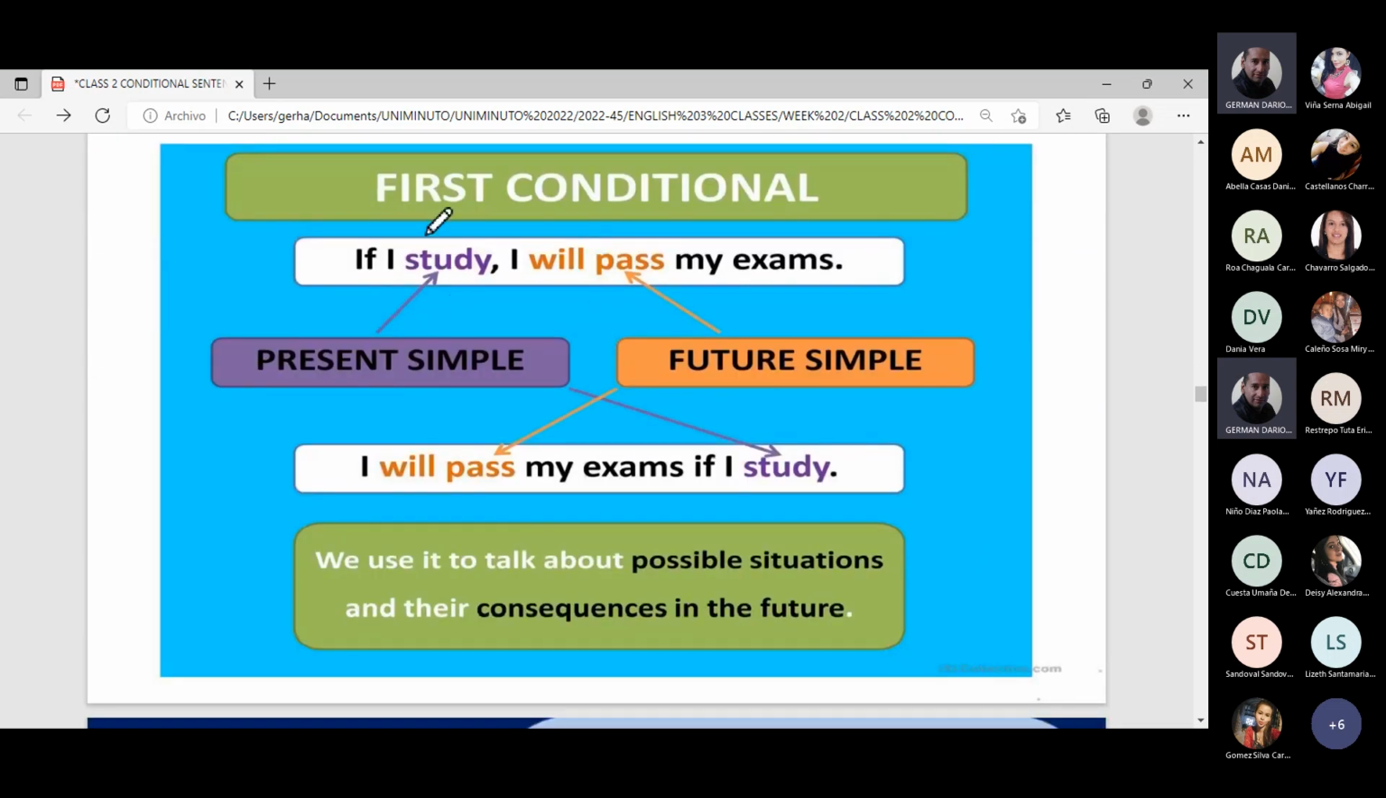Okay, today we are going to see the first conditional. The first conditional is constituted in the following way. The condition is in present simple, and the result is in future simple. Remember that to create future in English, I use the auxiliary verb will, okay? For example, if I study, I will pass my exams. Si yo estudio, pasaré mi examen. It's a possibility, es una posibilidad. Puede que pase, puede que no pase. Or I will pass my exam if I study. This is the same sentence, but in different order.